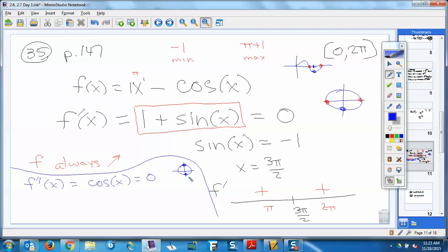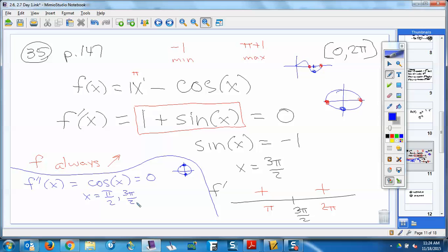Cosine is the x value on the unit circle, right? So basically you're asking where is x 0 on the unit circle, which would be at pi halves and at 3 pi halves. Those are possible inflection points, which means those are possible changes of concavity.